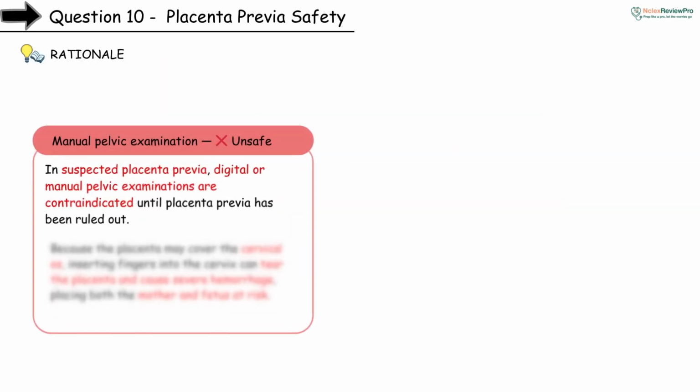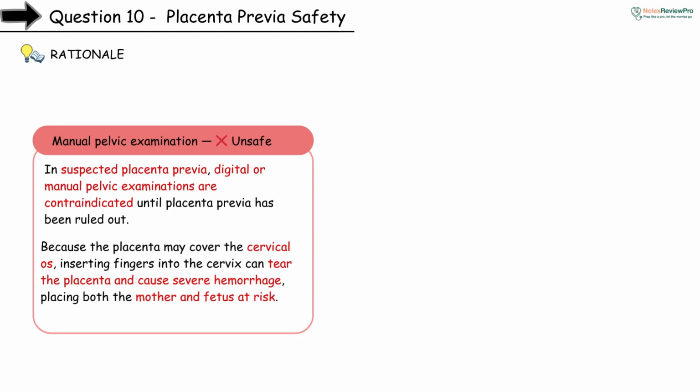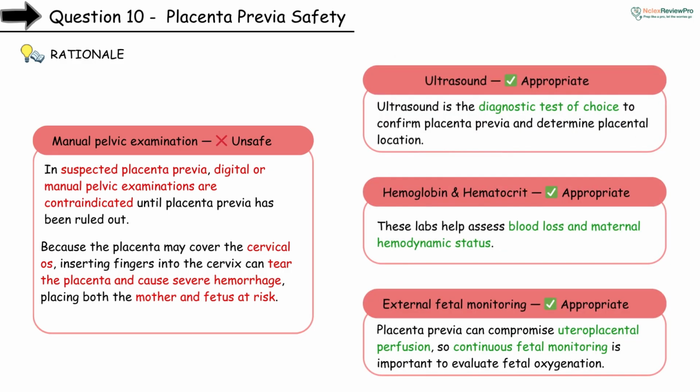Let's break down why this is correct. In suspected placenta previa, the placenta may be covering the cervical os. If you perform a manual or digital pelvic exam, you can disrupt the placenta, and that can lead to massive hemorrhage, putting both the mother and the fetus at immediate risk. So this is not just incorrect, this is dangerous. And this is exactly the type of order the nurse must question. Now let's see why the other options are not correct.